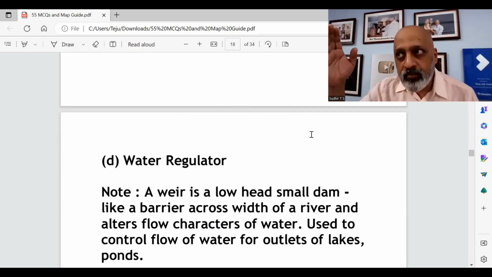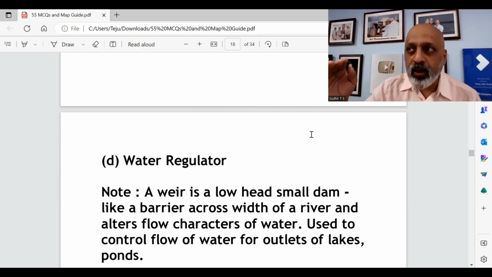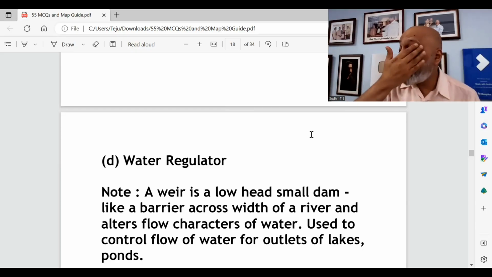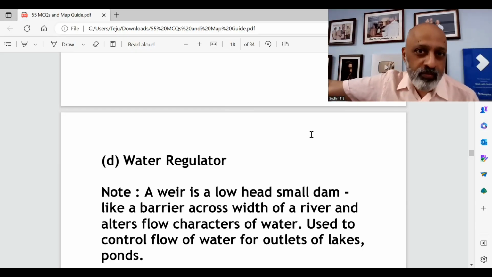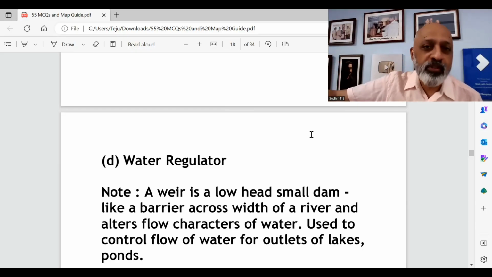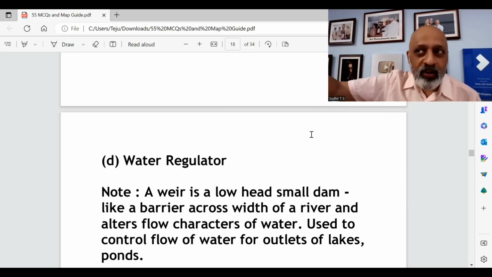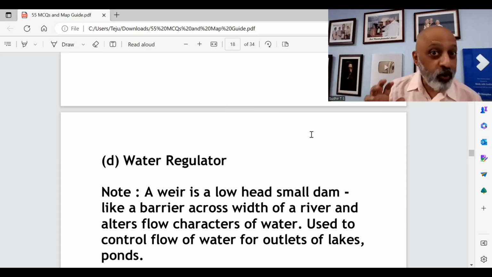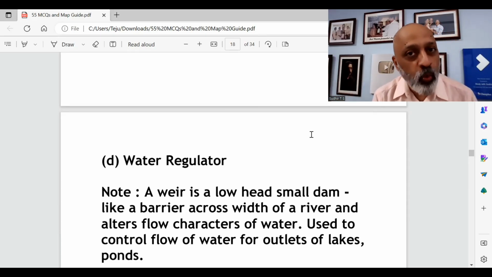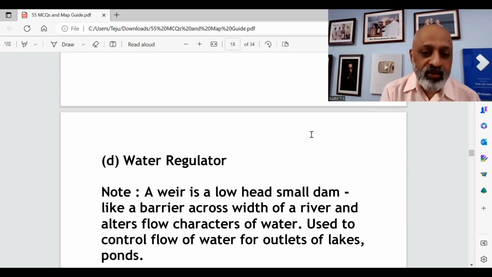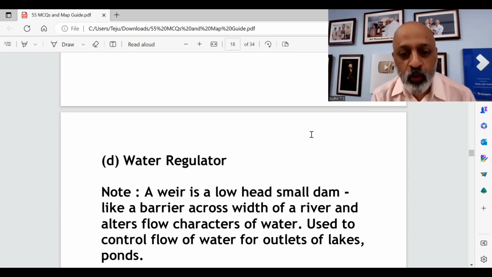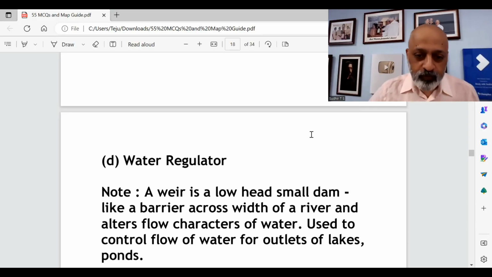In fact, मेरे village जो है in Kerala, वहां के जो there is a river which flows just beside our village. Beautiful scenery. I wanted to put some photographs of that. Usme, when I went last, I saw that a weir had been built there. You know, it looks very nice. It's a low head small dam, like a barrier across the width of a river, and alters the flow characters of water, and it's used to control the flow of water for outlets of lake and ponds. Okay.